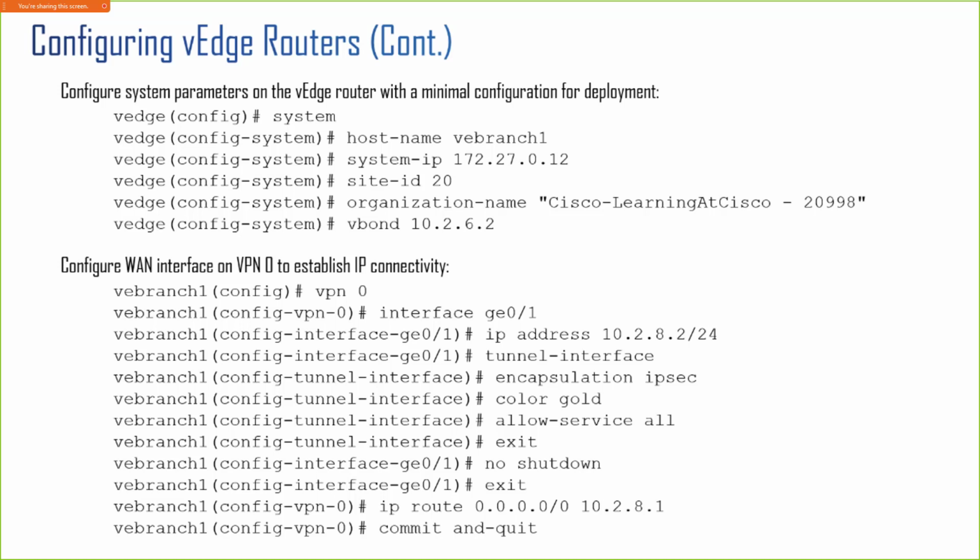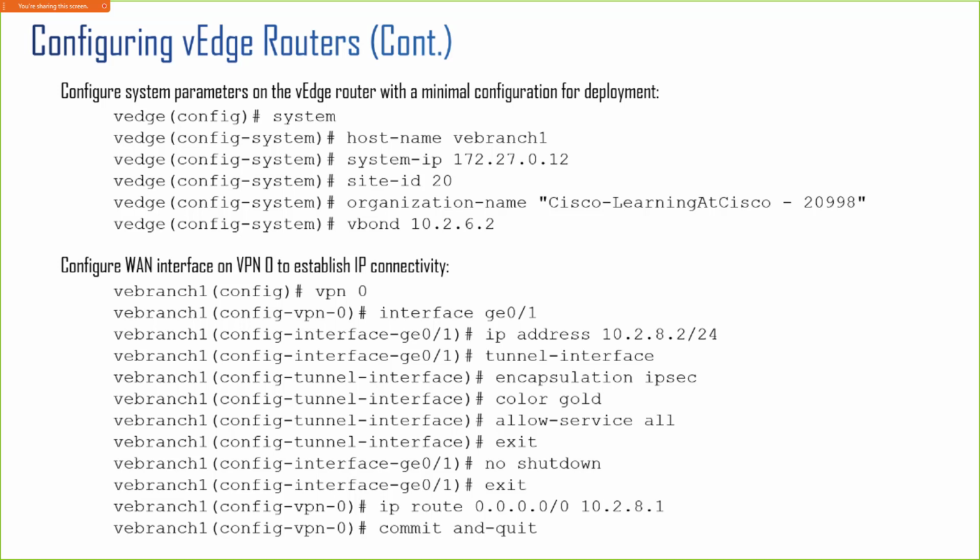We set the system IP address. It can be IPv4 or IPv6, depends on the software version, but I think it's 16.3 and above will allow IPv6. We use the system-IP command, then put in the IP address. We configure the site ID, the site-ID command under system configuration. And then we specify the IP address of the vBond orchestrator.